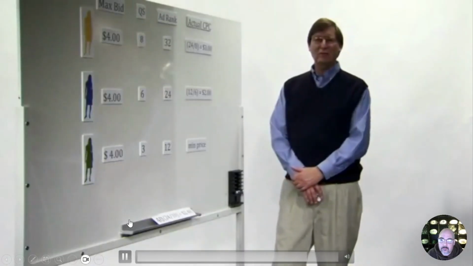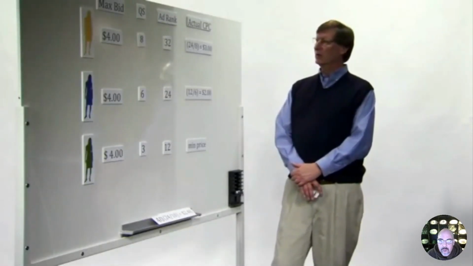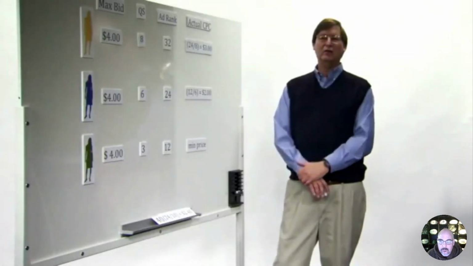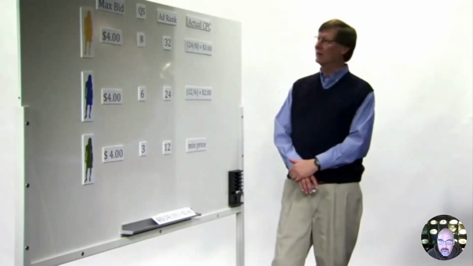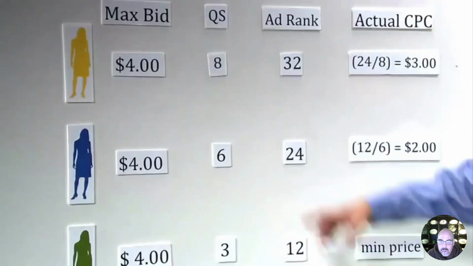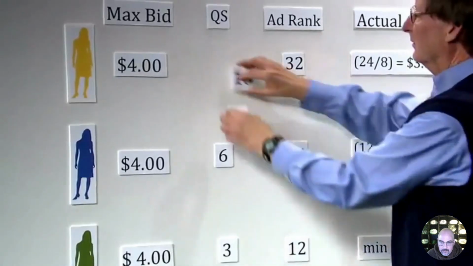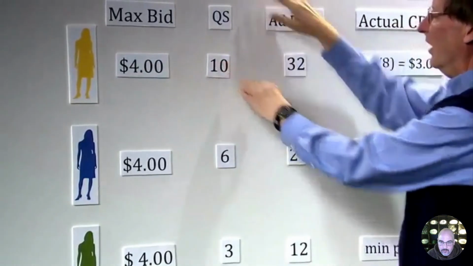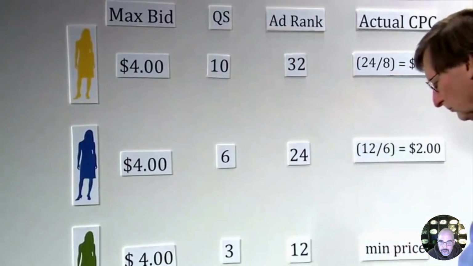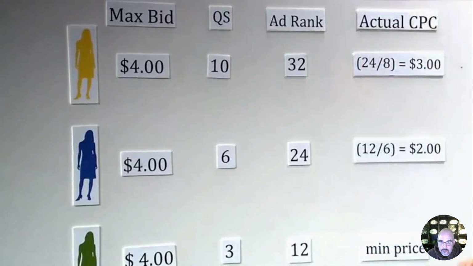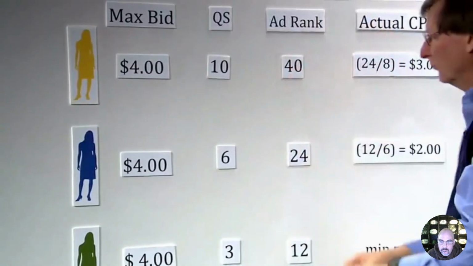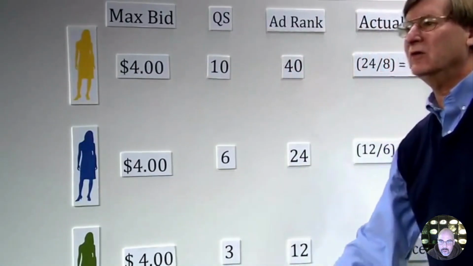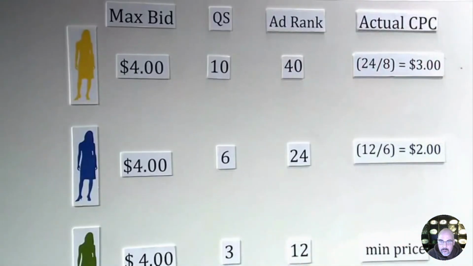We can use this example to illustrate an important point. What happens if an advertiser increases their quality score by having, for example, a more relevant ad? Well, take advertiser 1. Suppose his quality score goes up to 10. Then his ad rank is going to go up to 40. What happens to his price, the price that he has to pay per click?